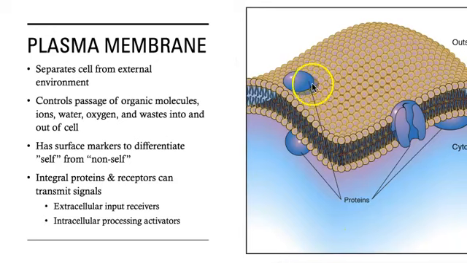For instance, viruses can hijack areas where we have receptors and use them to gain entry into our cells. You can also see these integral proteins that we have, not so much pictured the receptors, but we do have them there, that can transmit signals. So we can either receive extracellular input or intracellular processing activators.